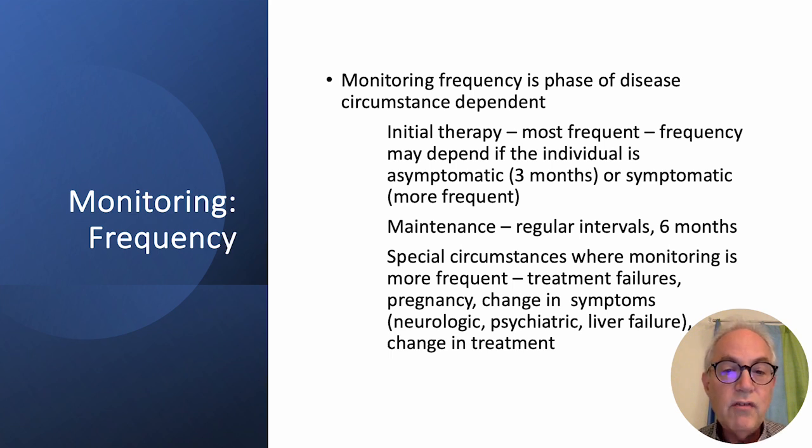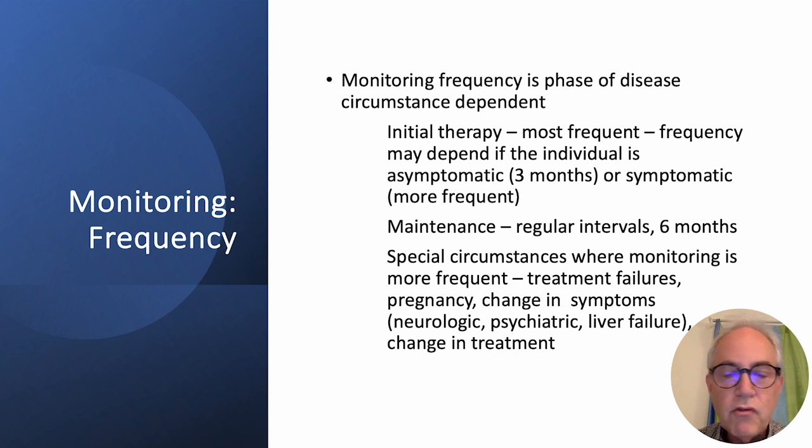Monitoring frequency is phase of disease dependent and also circumstance dependent. Initial therapy, when therapy is first begun for Wilson disease, is the time typically when we do more frequent monitoring, and it may depend if the individual is asymptomatic, in which case we should look typically about 4 times a year, or more frequently if the patient has particular symptoms. Maintenance monitoring is the monitoring of what we call maintenance therapy, and that's the lifelong monitoring that occurs after that initial period is completed. And this includes regular interval monitoring, typically on a 6-month basis.